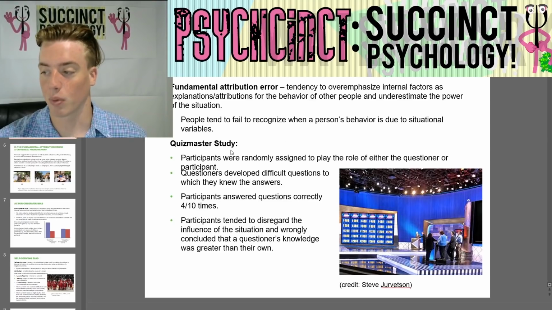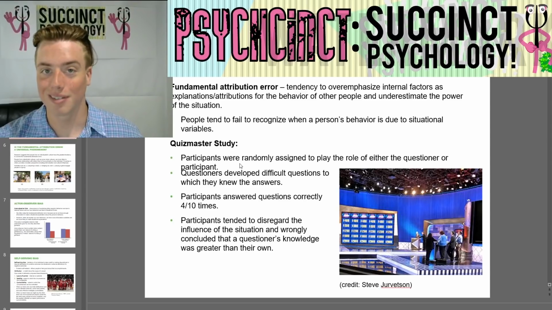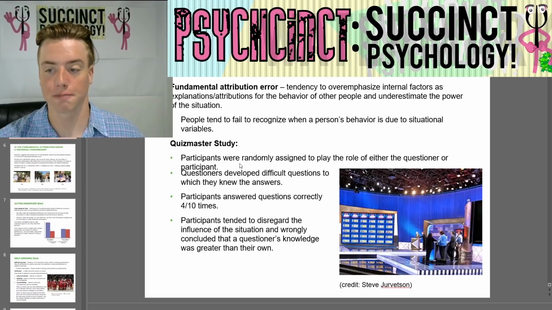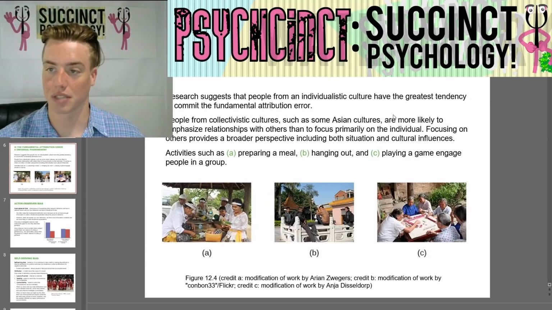So, for example, we have the Quizmaster study. Participants were randomly assigned to play the role of either the questioner or participant. Questioners developed difficult questions to which they knew the answers, and participants answered questions correctly 4 out of 10 times. Participants tended to disregard the influence of the situation and wrongly concluded that a questioner's knowledge was greater than their own. So that's the Quizmaster study.